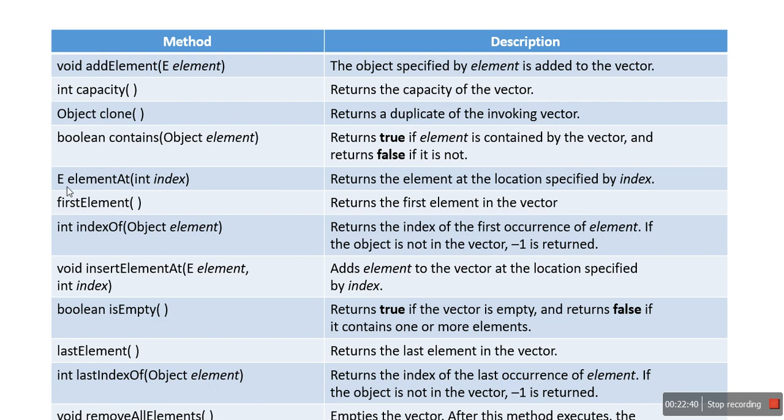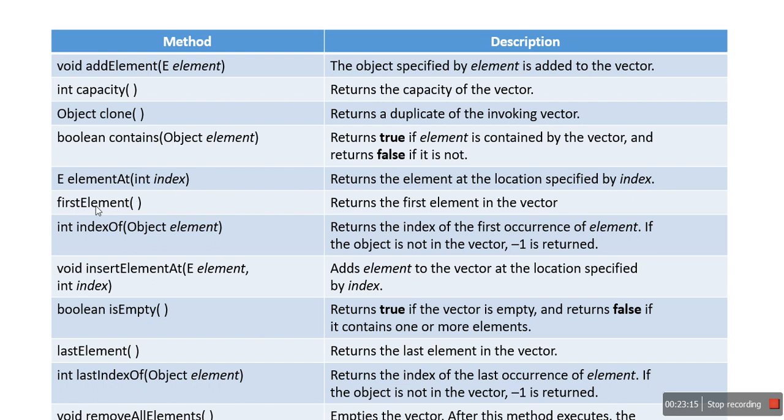For example, you have a vector v, and you call v.elementAt(0) with the 0th index. If you specify the index as 1, v.elementAt(1), it returns the value at index 1. It returns the object, the element present at index 1. That is what the description says: returns the element at the location specified by the index.